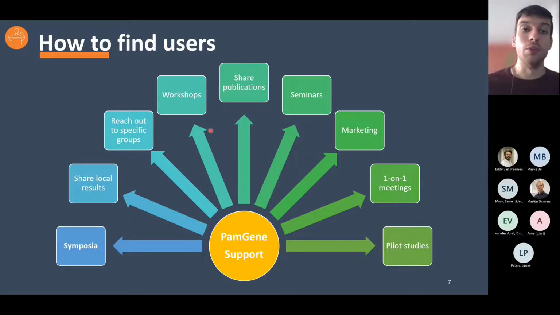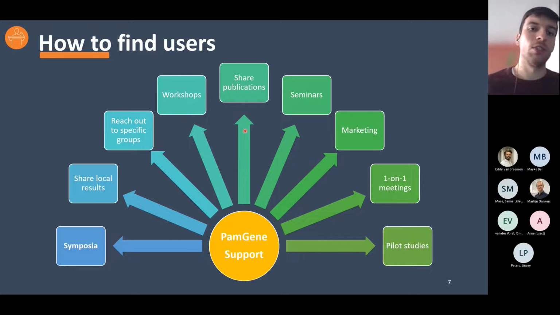There's also an idea to do workshops. So you can imagine if you organize a workshop inside the institute where people come to present your data, or you give maybe a hands-on demonstration of the PAM station, just to make people a bit more familiar with the technology, they will also start using it more.